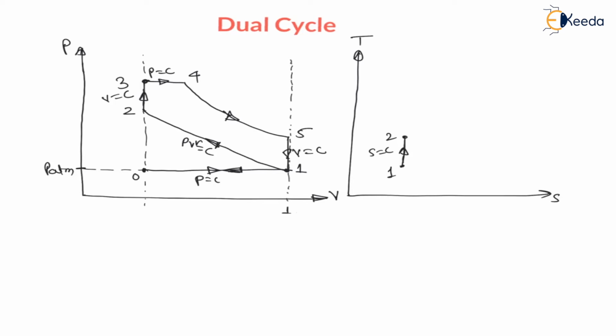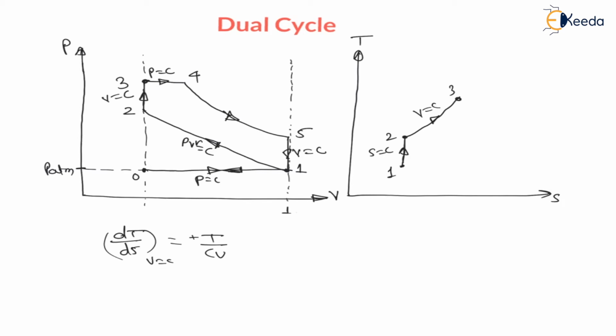Now therefore, on the TS diagram, the slope of a constant volume process, dT by ds, for constant volume process is nothing but T by Cv on the TS diagram, that is a positive slope. Therefore, as heat is added, temperature increases and entropy also increases. Therefore, 2 to 3 is a constant volume heat supply process.